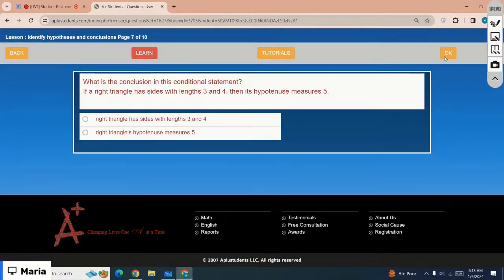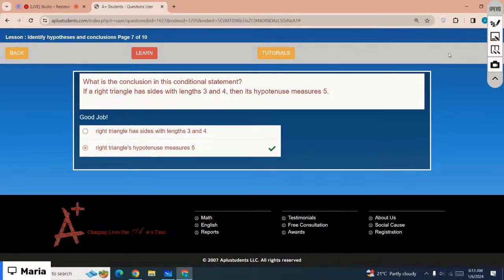What is the conclusion in the conditional statement? If a right triangle has sides with 3 and 4, then its hypotenuse measures 5. The conclusion of the conditional statement is the part that is after then, right? So that is the right triangle's hypotenuse measures 5. Got it? The second one is the correct option.